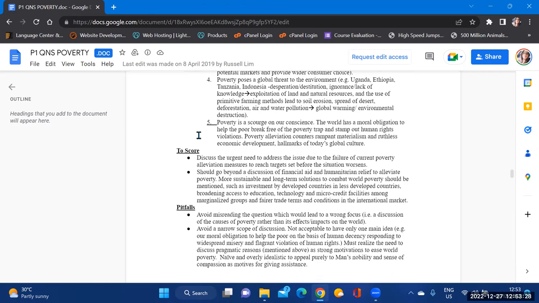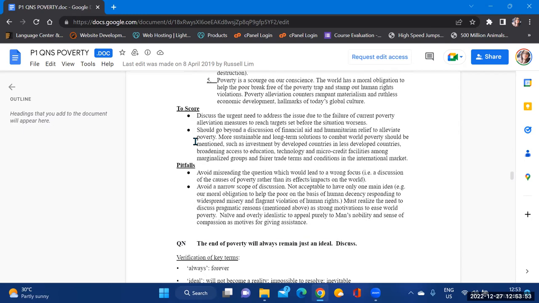And number five, poverty is a scourge on our conscience. The world has a moral and ethical obligation or duty to help the poor break free from the poverty cycle and stamp out human rights violations. Poverty alleviation counters rampant materialism and consumerism and ruthless economic development, which are hallmarks of today's global culture.